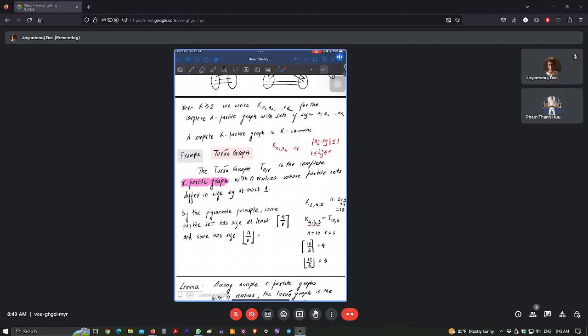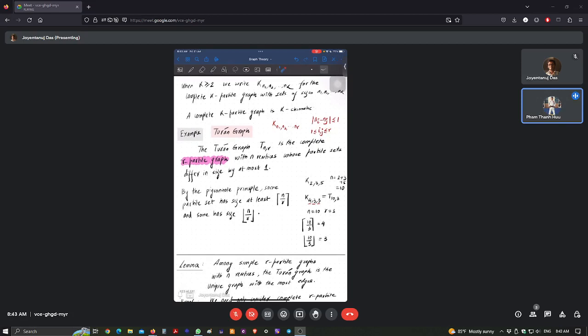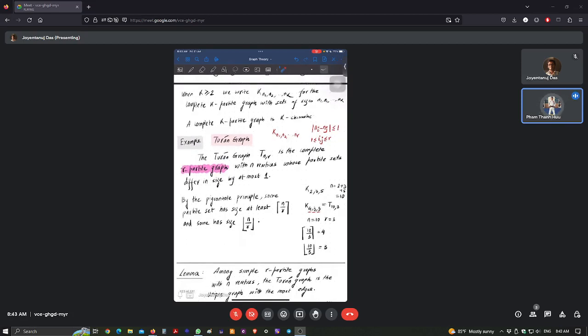Given n, n is fixed, there is always a unique one. There is only one Turan graph for any given n. And suppose r is fixed: if you give me these two quantities, n and the number of partitions, then T(n, r) is unique, there is only one. Yes, given n, we can always pick it.